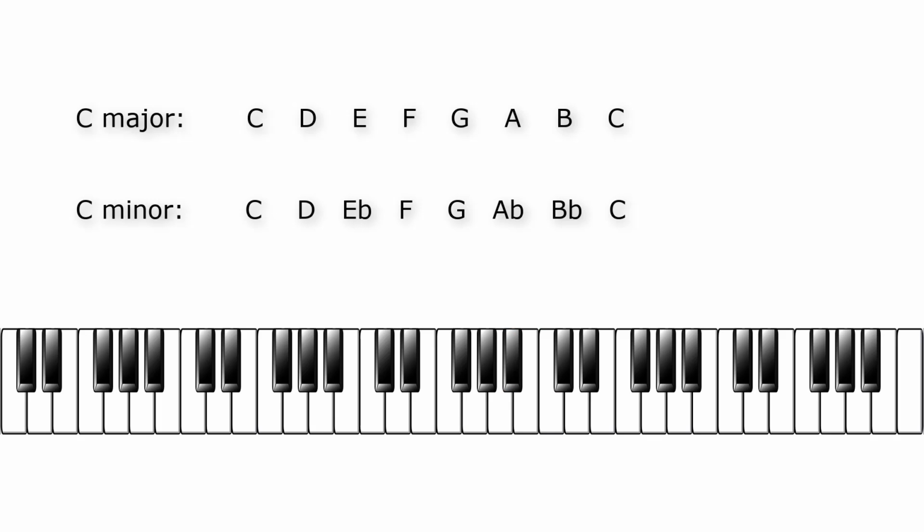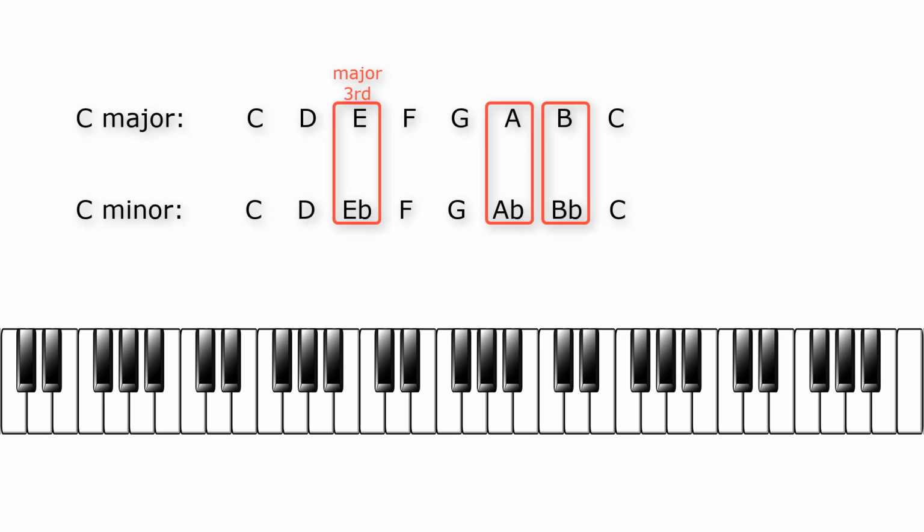You see that there are only 3 notes that are different: the 3rd, the 6th and the 7th note of the scale. In the C major scale, those are the major 3rd, the E, the major 6th, the A, and the major 7th, the B.